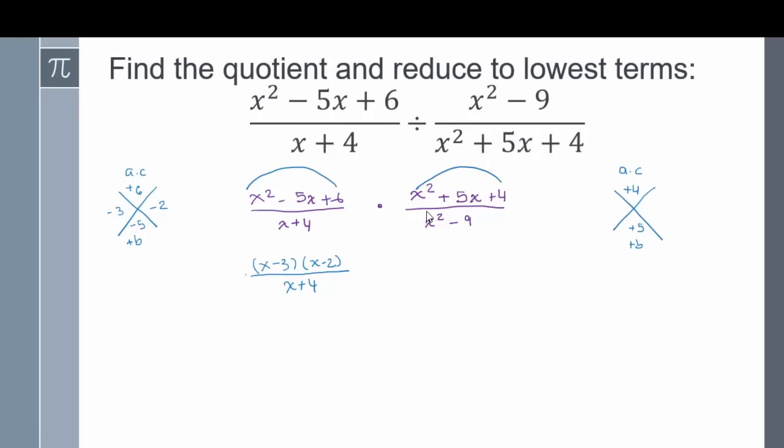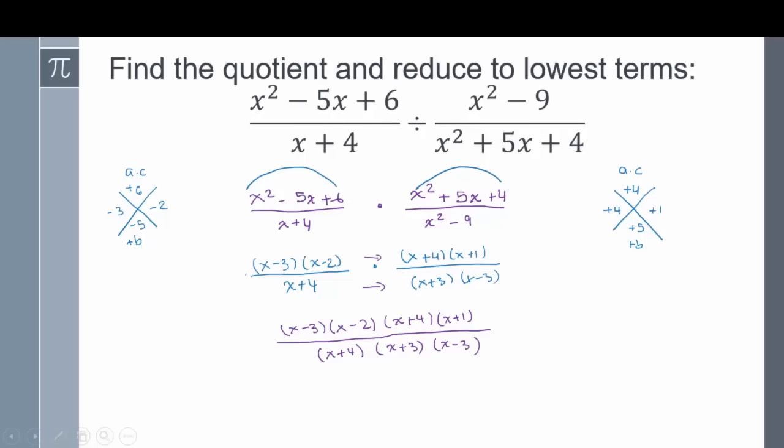For x squared plus 5x plus 4, I need two numbers that multiply to a positive 4 and add to a positive 5. These two numbers are positive 4 and positive 1. So x squared plus 5x plus 4 factors into x plus 4 times x plus 1. x squared minus 9 is the difference of perfect squares, so this factors into x plus 3 times x minus 3. Multiply across to get x minus 3 times x minus 2 times x plus 4 times x plus 1, all divided by x plus 4 times x plus 3 times x minus 3.